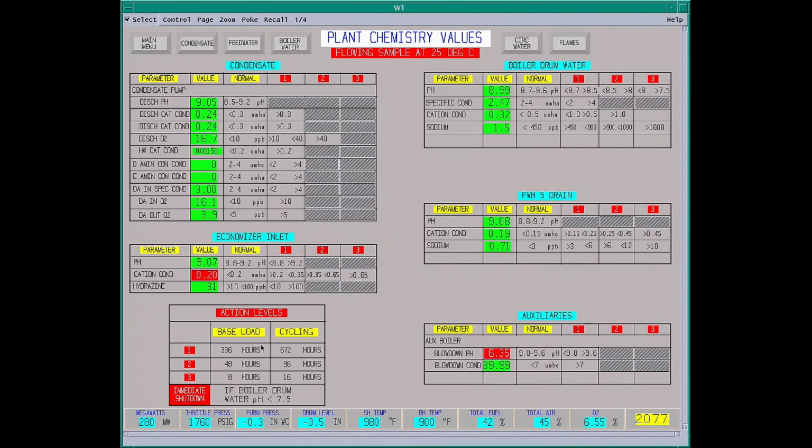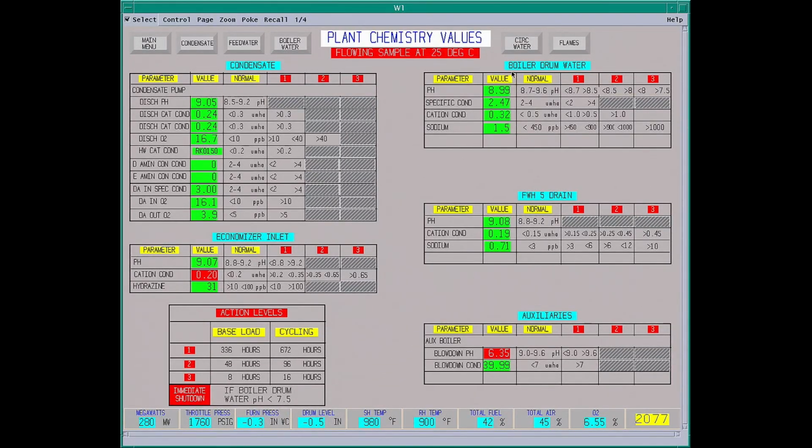Action levels, this is how long you have at what range to correct the problem. Action level 1 is pretty minor, 336 hours. Number 3, 8 hours. If you get down below 7.5, you shut down immediately. You're doing tremendous damage to the boiler metal at those temperatures and pressures.